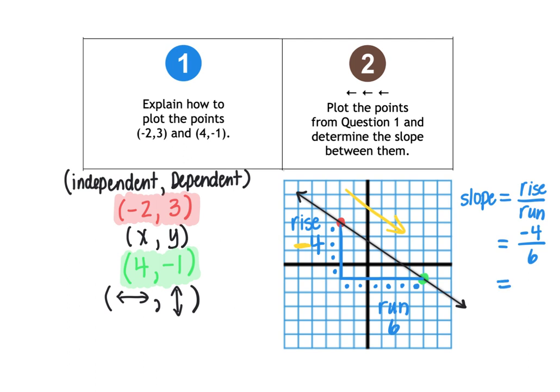This can be simplified to -2 over 3. We can see that this slope could also be counted along this line. If we begin at our point of -2, 3, and we count down 2 and over 3, we'll see that we do land on another point along our line. And if we count our slope another time and we go down 2 and over 3, we will land on one of our other points that we already plotted.